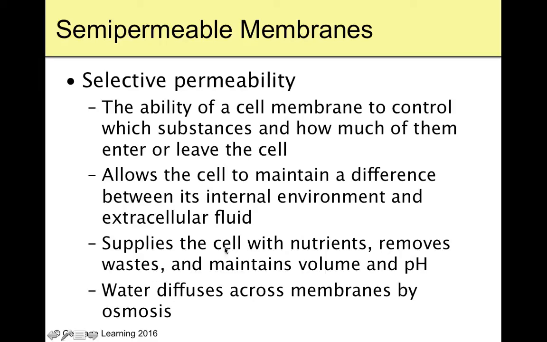This is nice because it's going to supply our cell with nutrients. We can also remove waste, and we can maintain the correct volume and pH of our cell. Water is going to diffuse across the membranes by osmosis. Oxygen and carbon dioxide pretty much dissolve straight across. But other than that, we're really picky about what we let in and how much we let into our cells.